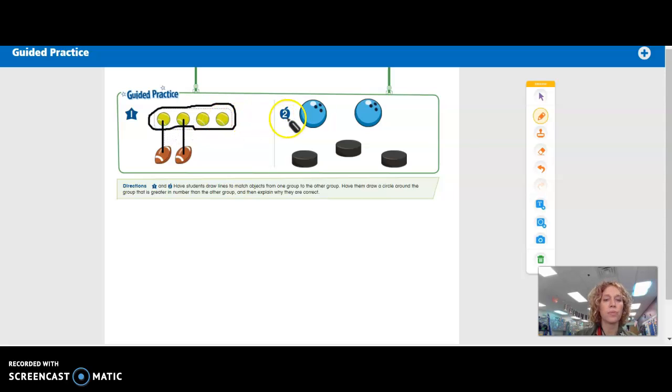Okay, let's take a look at number 2. We have some bowling balls and some hockey pucks.